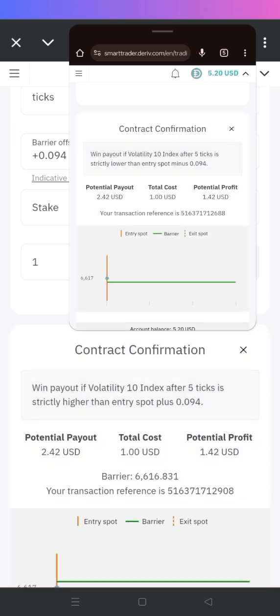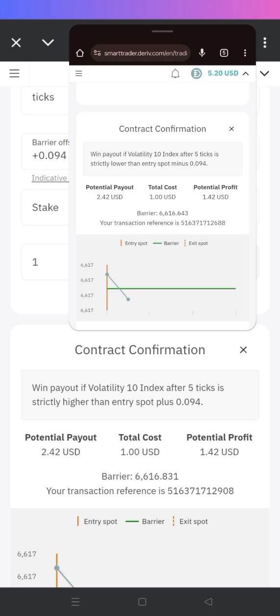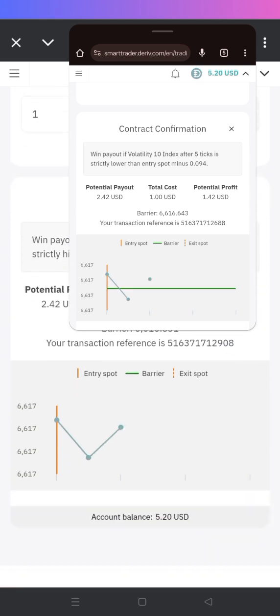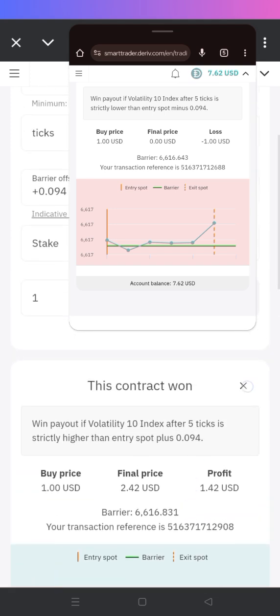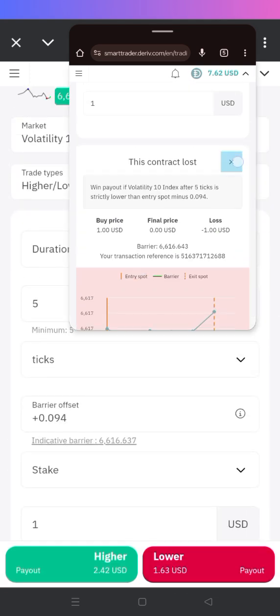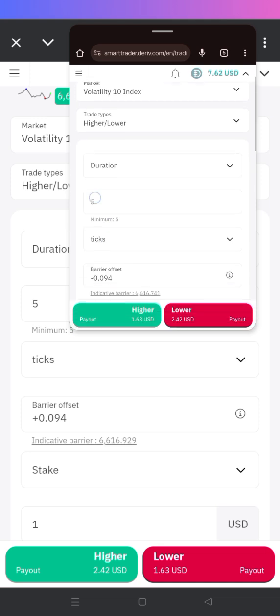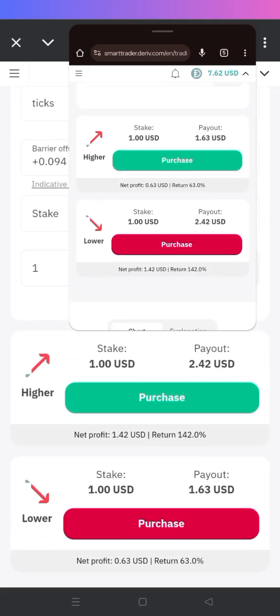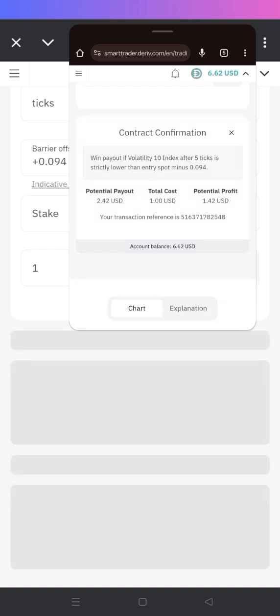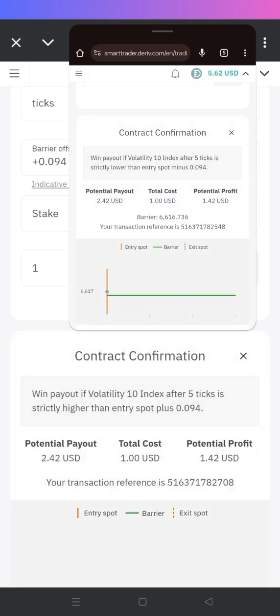In case you don't understand this strategy, you can just comment below or DM using the number on my profile. So you see, we are at 5.20, and I've told you I've used on one side the barrier of 0.094, which is negative, and on the other window I've used the positive barrier, as you can see. And I'm trading by purchasing higher on one side and lower on the other side, and I'm using manual.